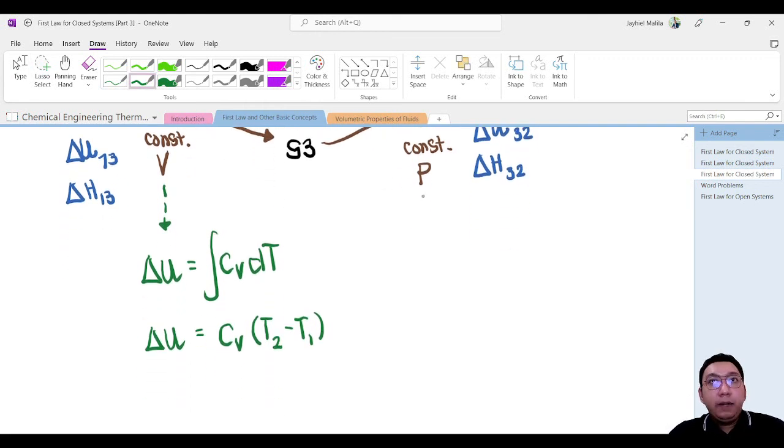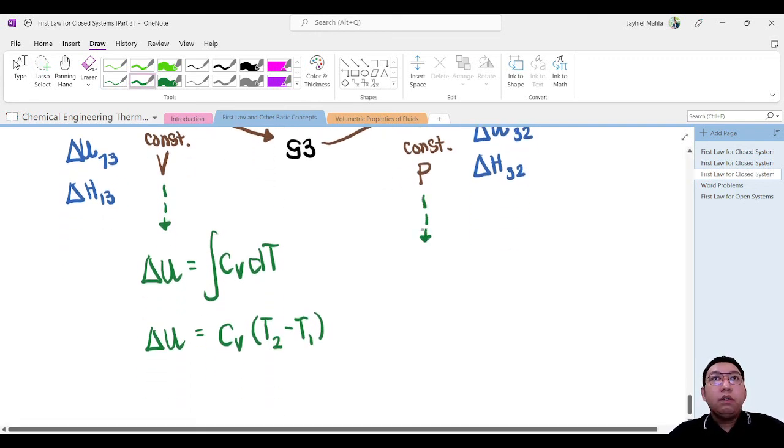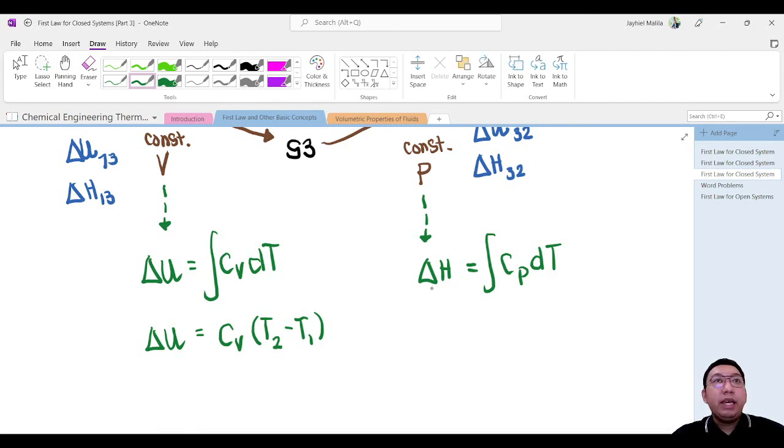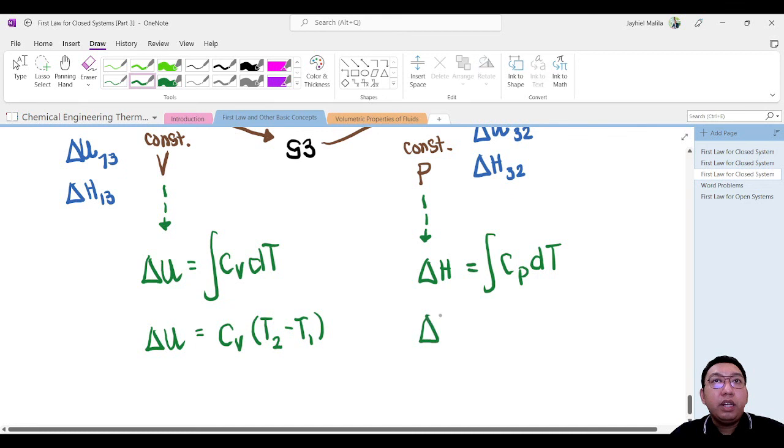For constant P, the relevant equation that will help us in solving for the delta H is basically the relationship of the change in enthalpy, the heat capacity at constant pressure, and the temperature. The integral form of their relationship is this one, and assuming that Cp is not a function of temperature, so Cp is constant, then your delta H can be equated to Cp multiplied by T2 minus T1.